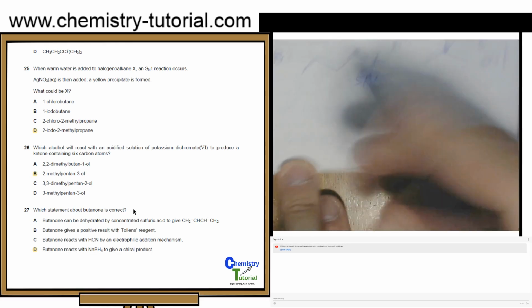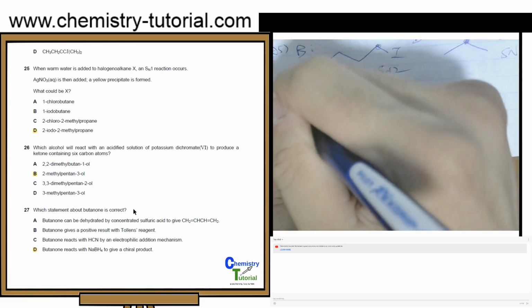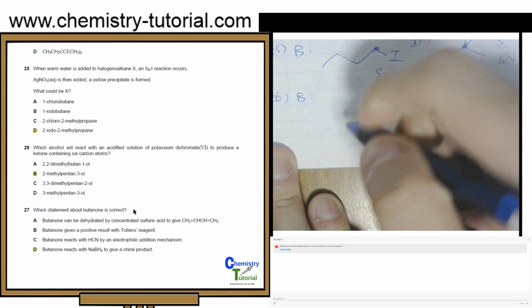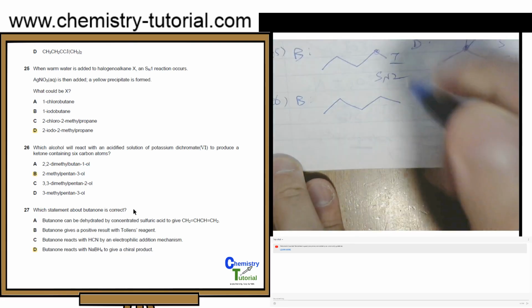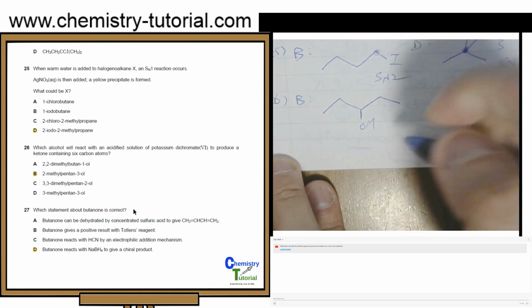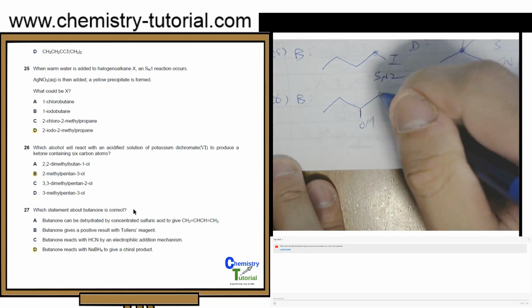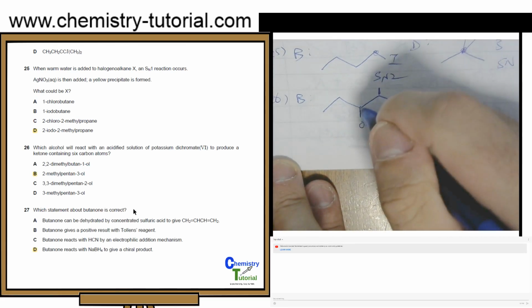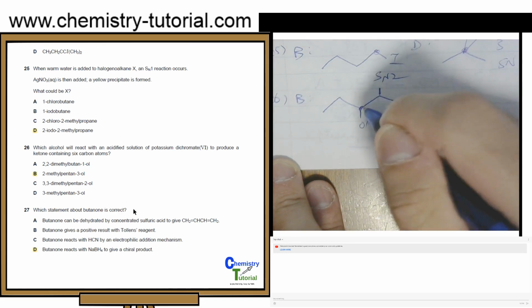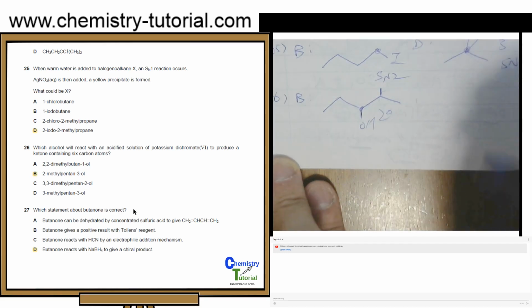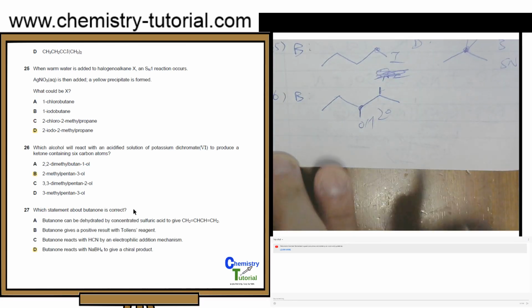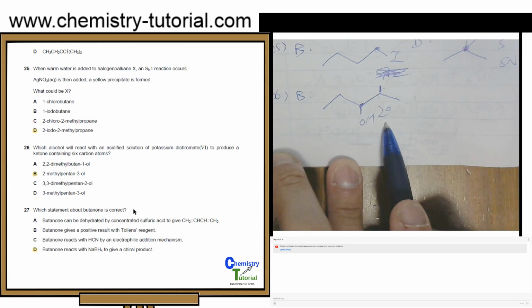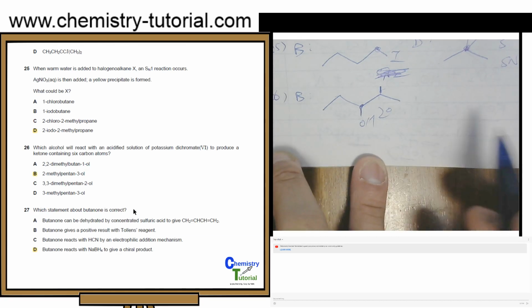Now, for option B, question 26, I will just draw the skeleton, right? Methane, ethane, propane, butane, pentane. So 3-ol, that means you have OH on the third carbon, and 2-methyl. Notice that this carbon is linked to 2 carbon atoms. So this is actually our secondary alcohol. Okay, let me just cancel this out to avoid confusion. So this is a secondary alcohol, which means that a secondary alcohol can be oxidized to a ketone. Right, so answer is B.